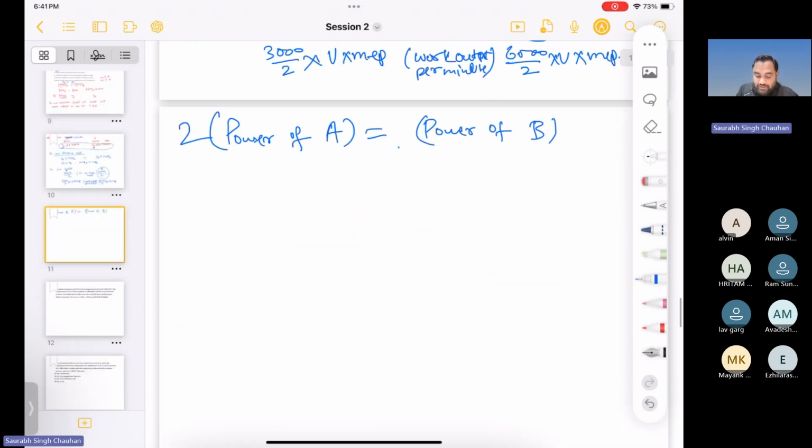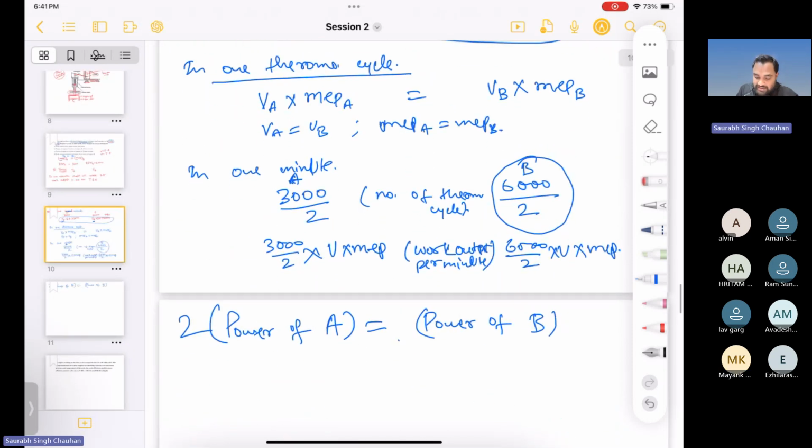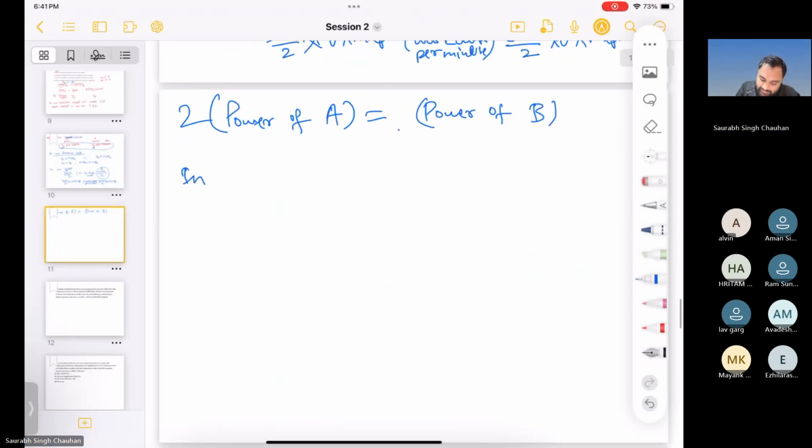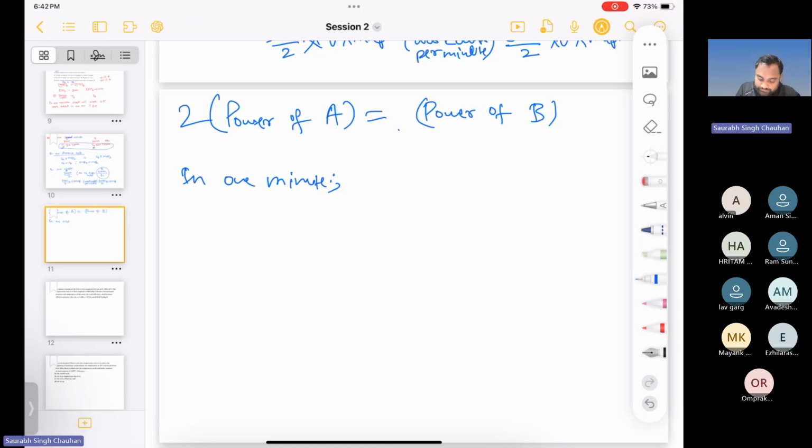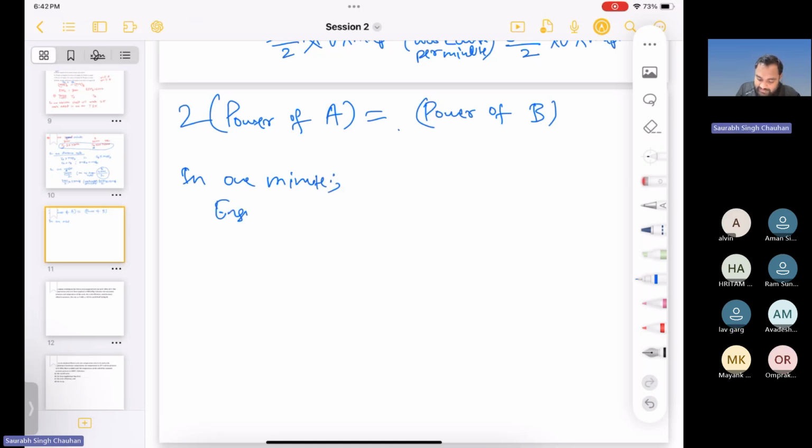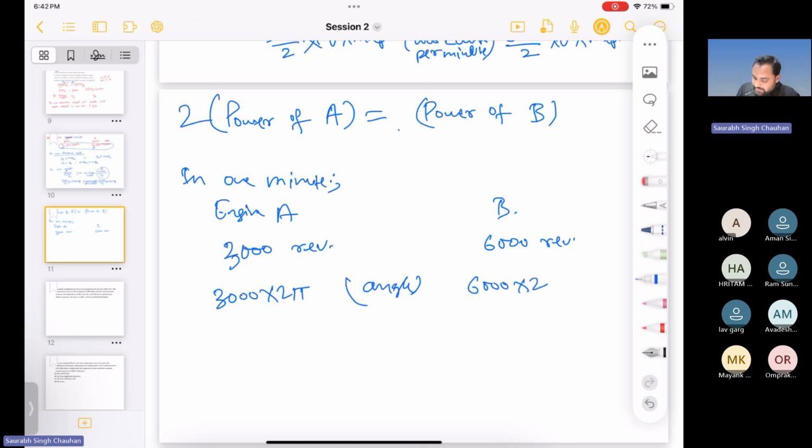And in terms of torque, if you want to write power, we have already written this expression. I will write it again. In 1 minute, here this side engine A, this side engine B, this will complete 3000 revolutions, this will complete 6000 revolutions. In one revolution there is 2 pi angle, so 3000 multiplied by 2 pi, this is the angle, and this will be 6000 multiplied by 2 pi.